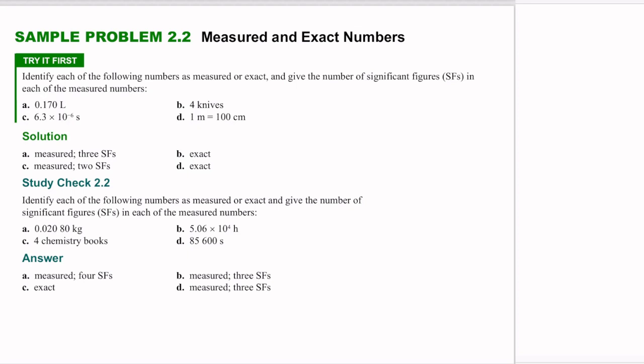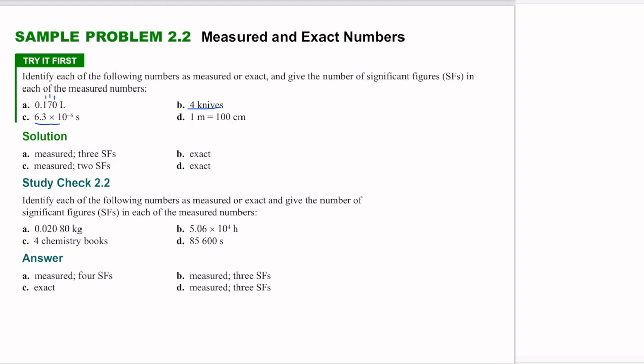Sample problem 2.2, measured and exact numbers. Identify each of the following numbers as measured or exact and give the number of significant figures in each of the measured numbers. A, 0.170 liters. This is a measured number that has 3 significant figures. B, 4 knives. This is an exact number. When counting objects, that is an exact number.